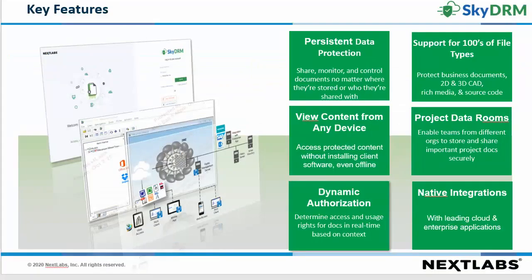Key features of SkyDRM are the ability to persist data protection. It supports over 100 types of files. You can view content from any device. You can set up projects. It's dynamic authorization using attributes to decide who and what can see what information or limit information. And then there's native integration within leading cloud and enterprise applications.